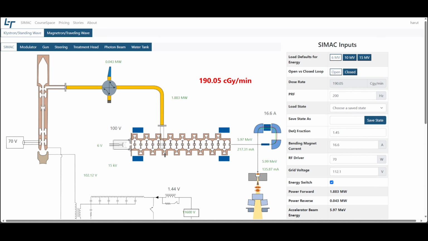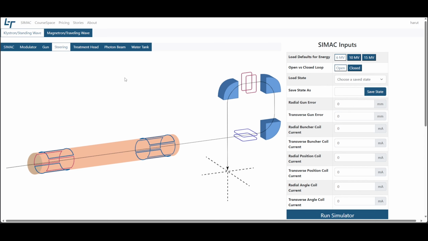We steer beams with magnets surrounding the entrance and exit of the waveguide. Let's see how to steer our beams and ensure they are symmetric. Let's go to the Steering tab and see how the magnets are controlled. Here you can see the 6 magnets that are used to steer the beam.